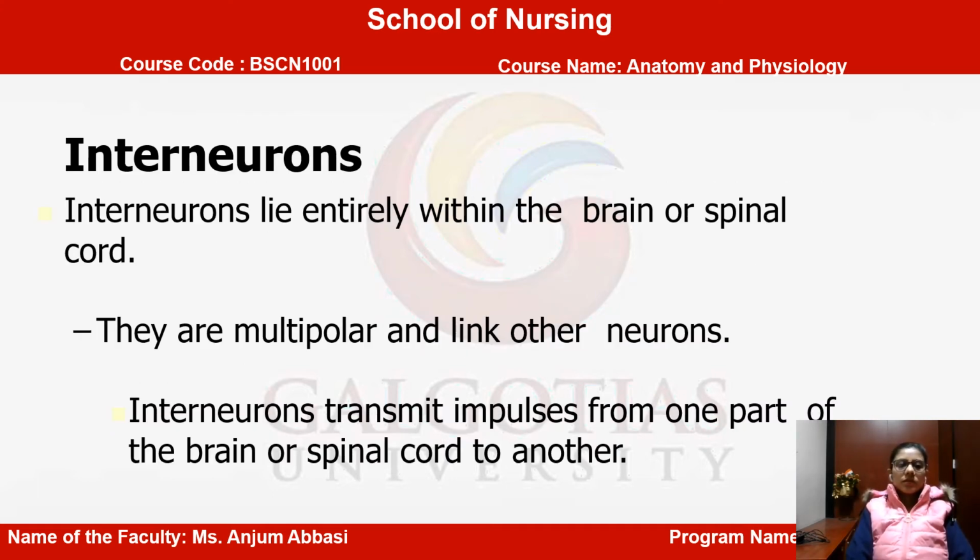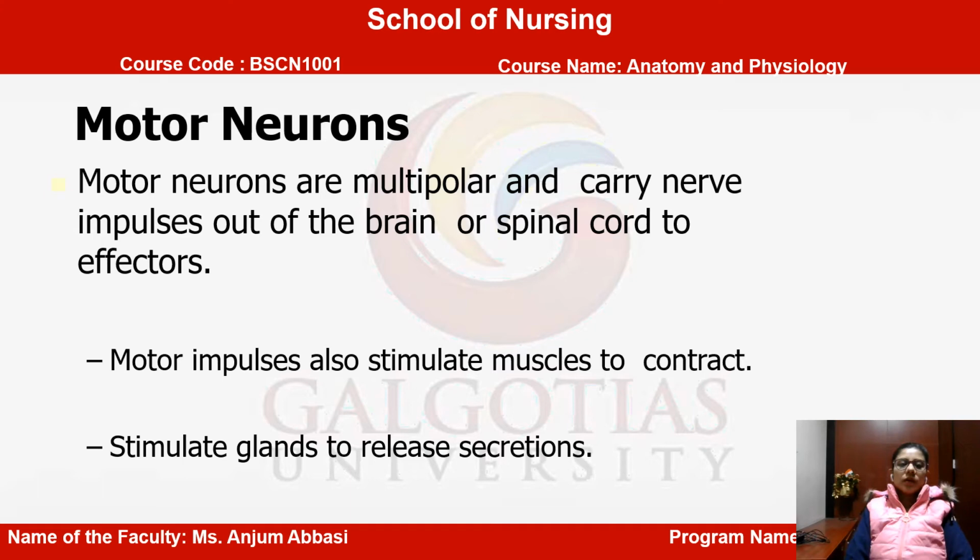Second type is interneurons. Interneurons lie entirely within the brain or spinal cord. They are multipolar and link other neurons. Interneurons transmit impulses from one part of the brain or spinal cord to another. Third one is motor neurons. Motor neurons are multipolar, and they carry nerve impulses out of the brain or spinal cord to effectors.